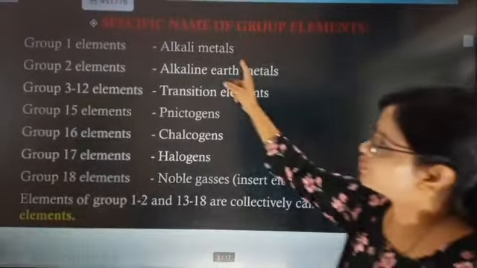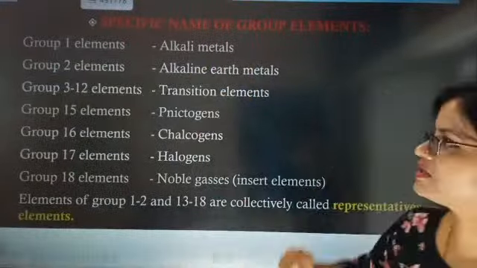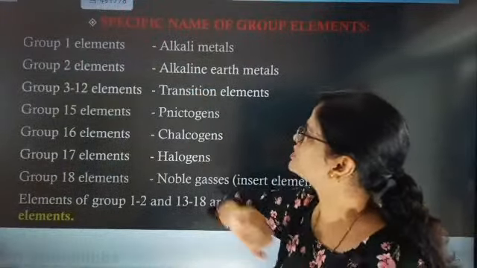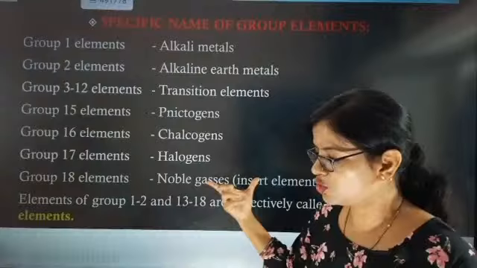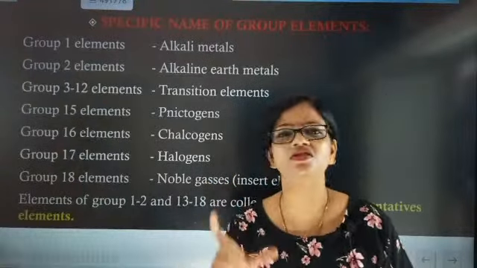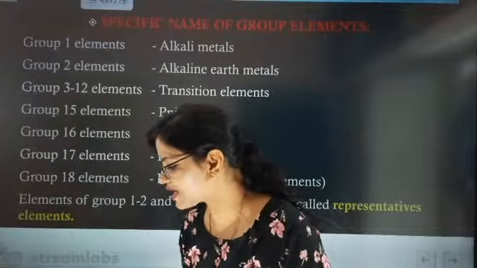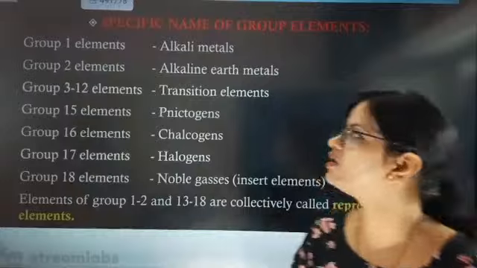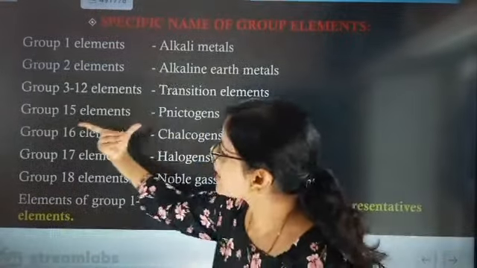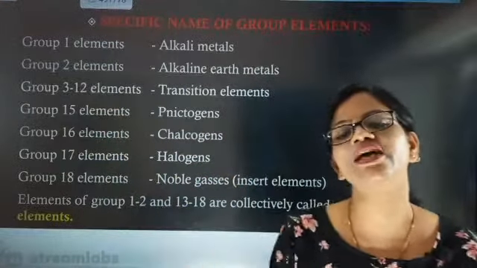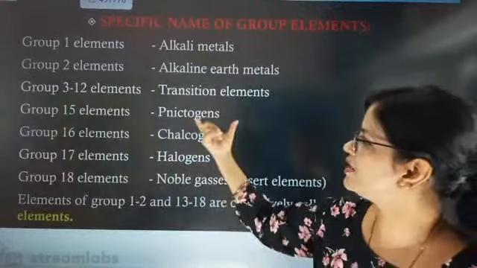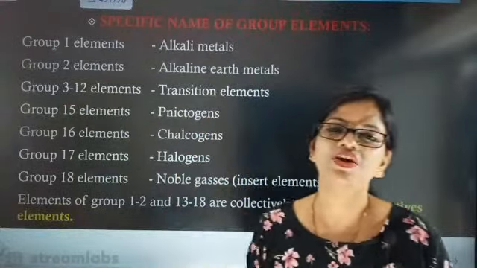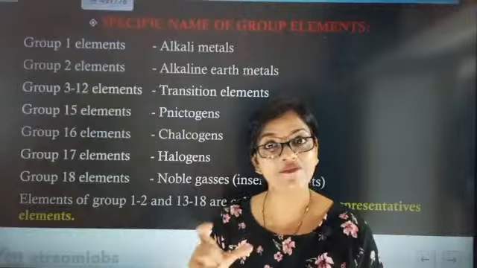First, group 1 is called alkali metals. Group 2 is called alkaline earth metals. The D block group is called transition metals. They are called transition elements. And group 15, they are also called heavy metals. You can also read the name heavy metals. The transition elements are exactly heavy metals.